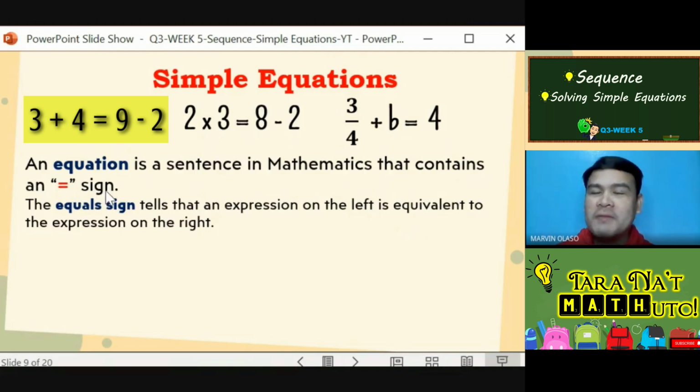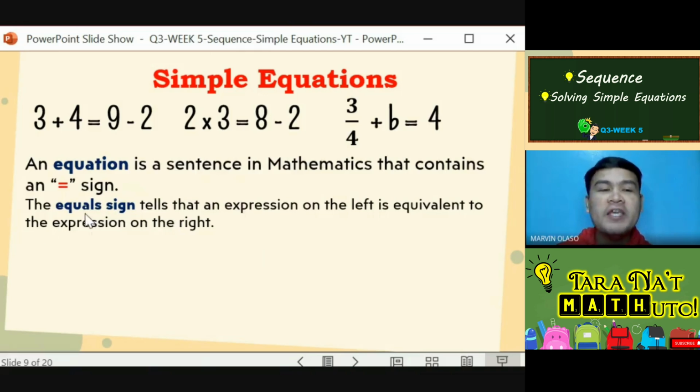Ayan, yun naman pala ang ibig sabihin ng equation. Kaya siya tinawag na equation because of the equal sign. Pag wala siyang equal sign, hindi siya pwedeng tawaging equation. So, anong kaibahan ng equation kay expression? Diba naririnig nyo yon? Ano bang ibig sabihin ng equals?